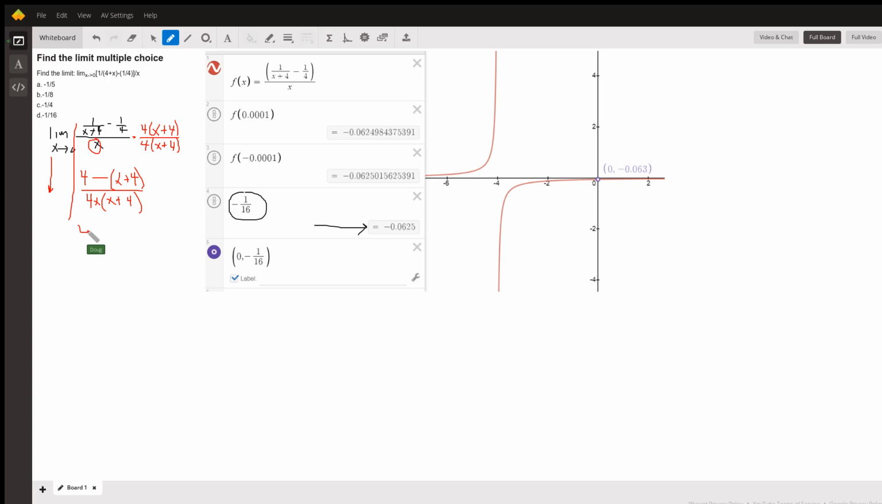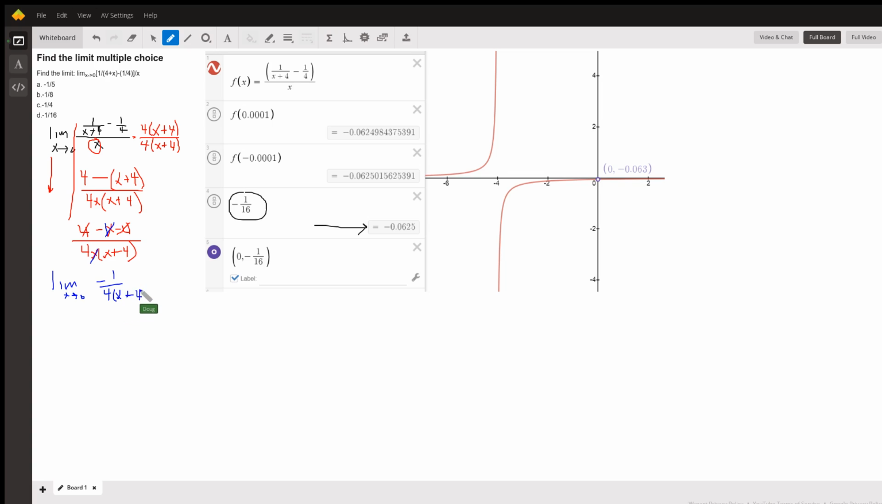And when I simplify that numerator, I get 4 minus x minus 4, which these 4 and negative 4 are opposites, so they cancel out. And now this factor of x in the denominator cancels out with this x in the numerator. And so I've got the limit as x approaches 0 of negative 1 over 4 times the quantity x plus 4.